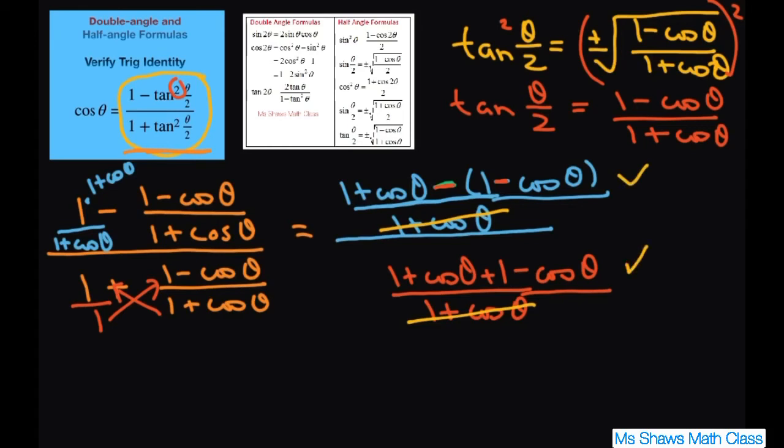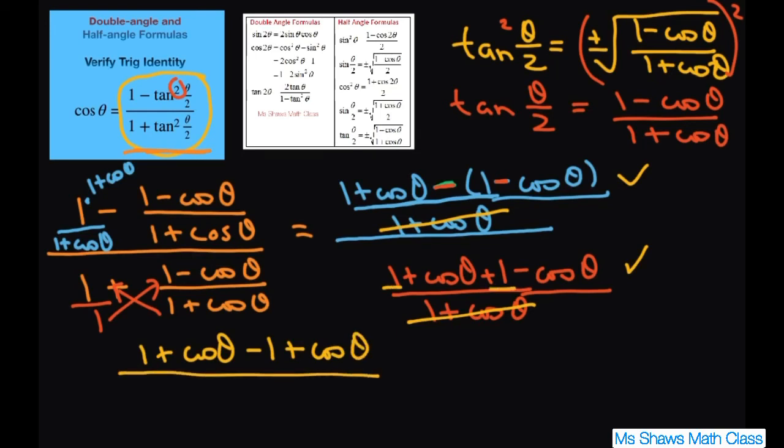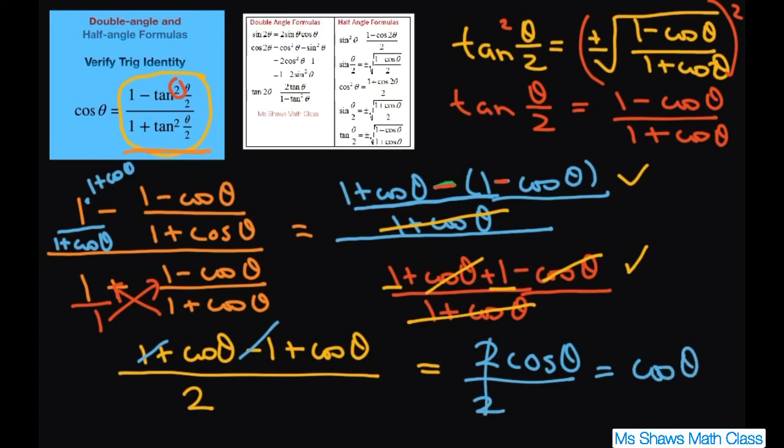So we have for the numerator 1 plus cosine of theta minus 1 plus cosine of theta. All right, in the denominator, we have 1 plus 1 is 2, and cosine of theta minus cosine of theta is just 0. Now, the 1's cancel here, so we have 2 cosine of theta divided by 2, which equals cosine of theta, because 2 divided by 2 is 1.